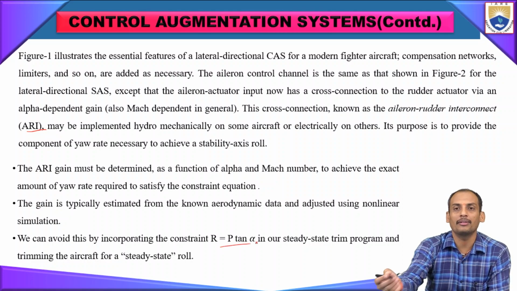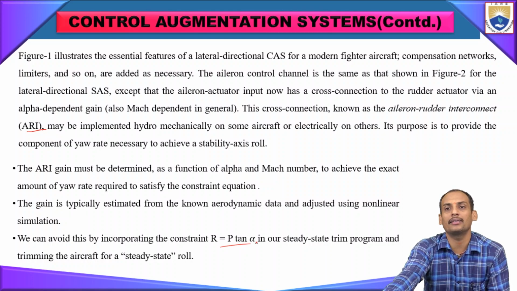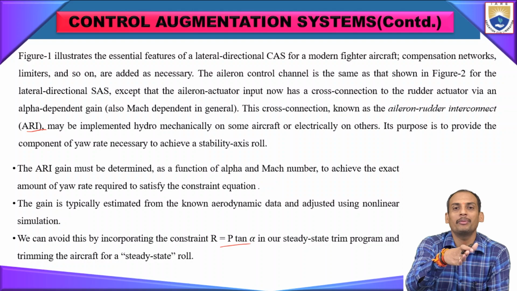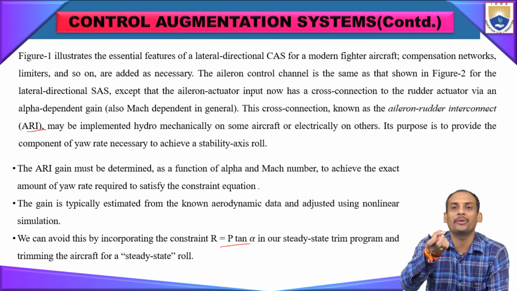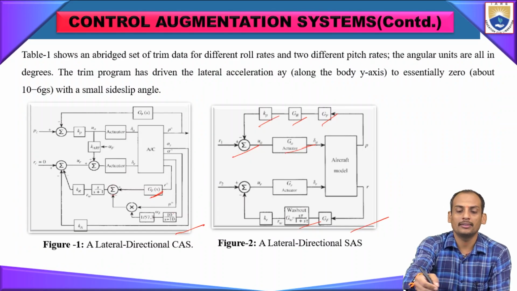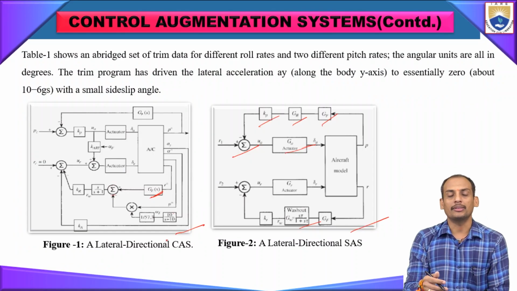That has been R equal to P tan alpha in our steady state trim program, and the trimming of the aircraft will be at a steady state roll. When it is getting the rolling moment, we also need to achieve that steady state roll moment. For that, there will be a separate precise program for the R equals P tan alpha values, where we can install them. The figures we have already explained here.